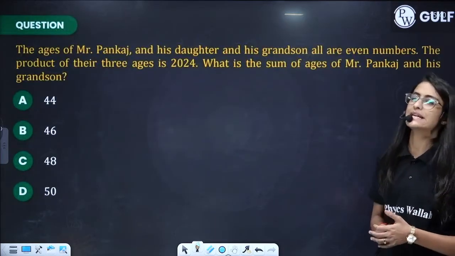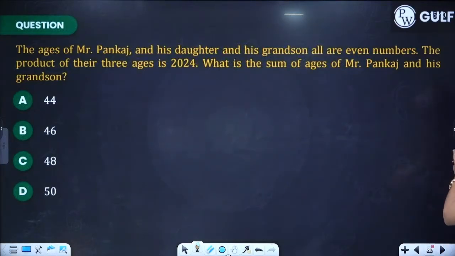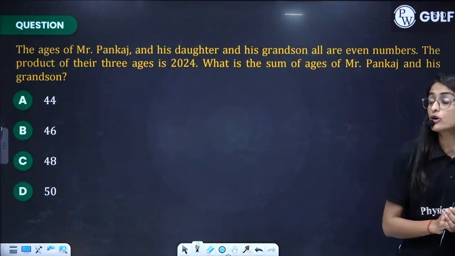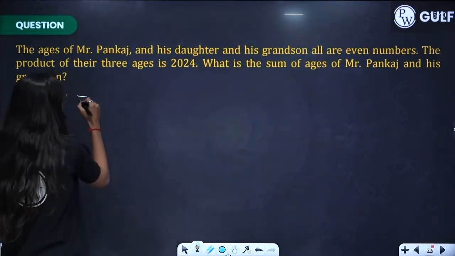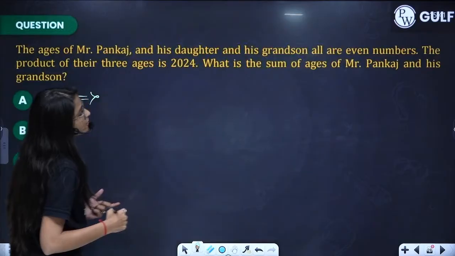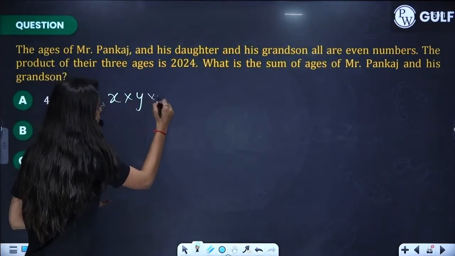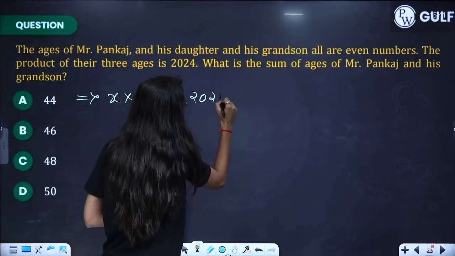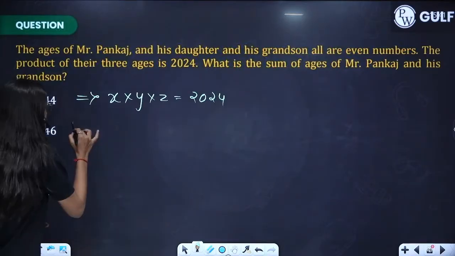Now this one is an easy peasy question. The ages of Mr. Pankaj and his daughter and his grandson are even numbers. The product of their ages is 2024. Again, this 2024 number came to us. So what can I assume is that product means x cross y cross z will be equals to 2024. What will be the sum of ages of Mr. Pankaj and his grandson?